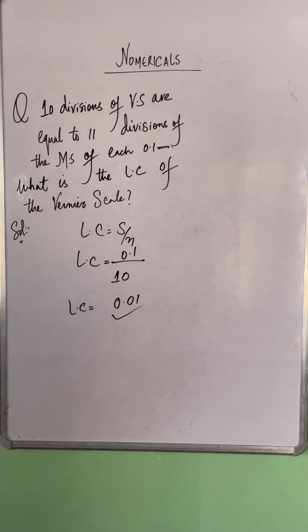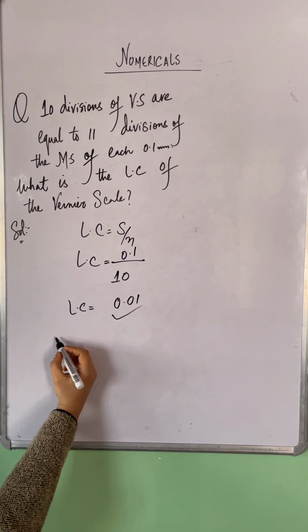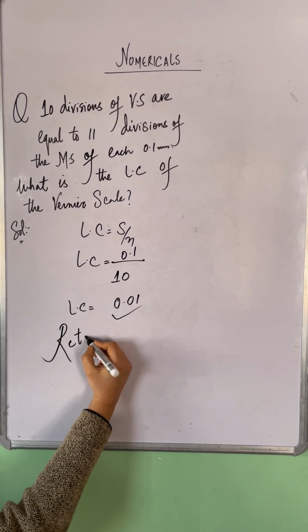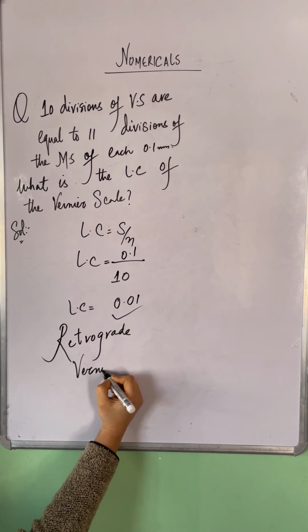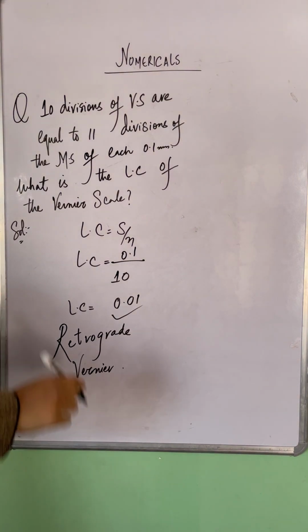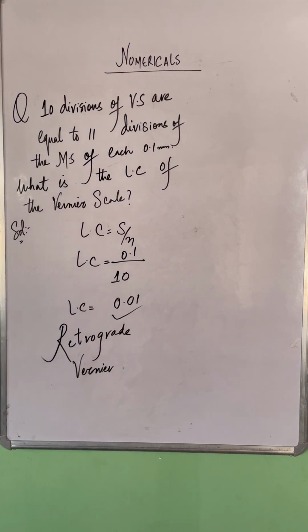And students, you must note that this was the case of a retrograde vernier, because 10 divisions on the vernier scale were equal to 11 divisions of the main scale. Because in retrograde vernier, the divisions on the vernier scale are longer than the divisions on the main scale. Let's do another question. We are trying to solve as many questions as possible.